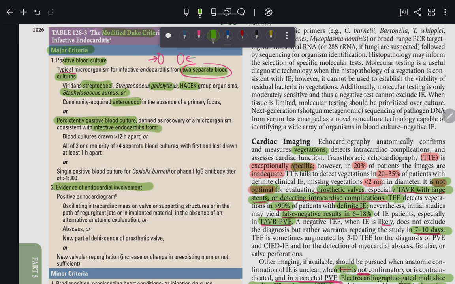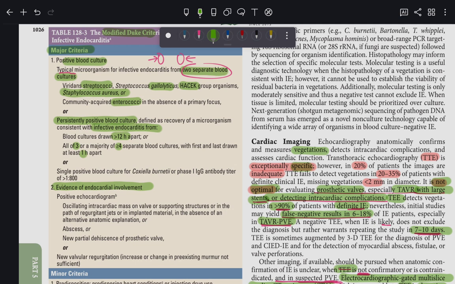So you recover a microorganism that's consistent with infective endocarditis from blood cultures drawn greater than 12 hours apart, or all three or a majority of greater than or equal to 4 separate blood cultures, with first and last drawn at least 1 hour apart.